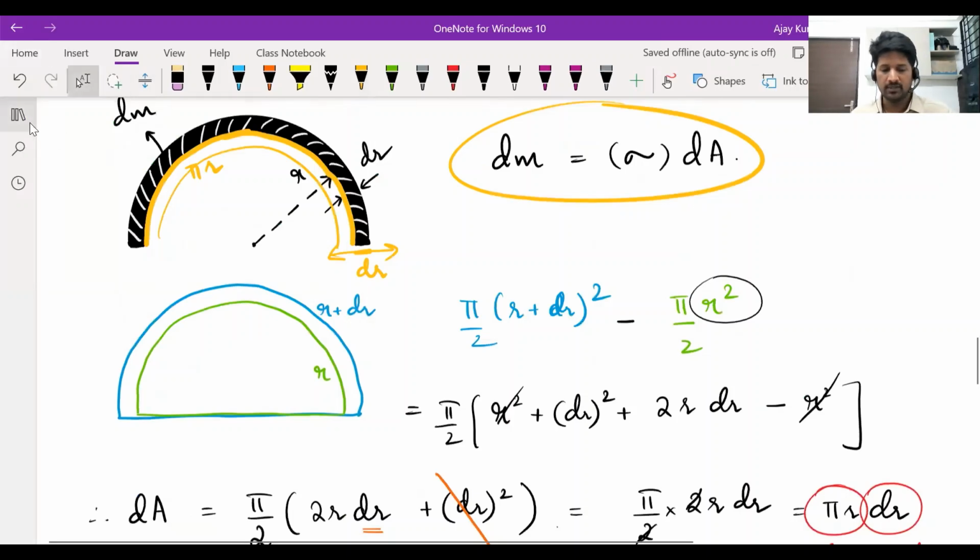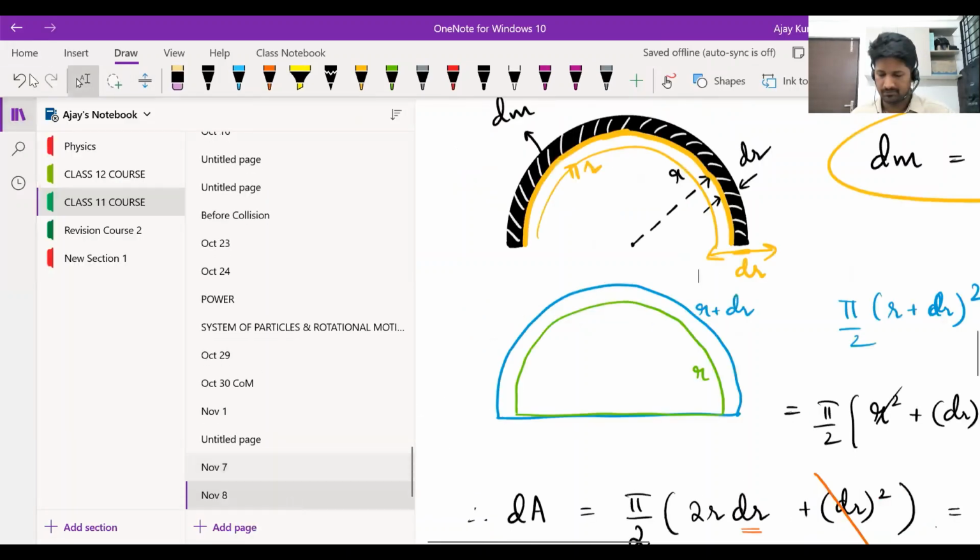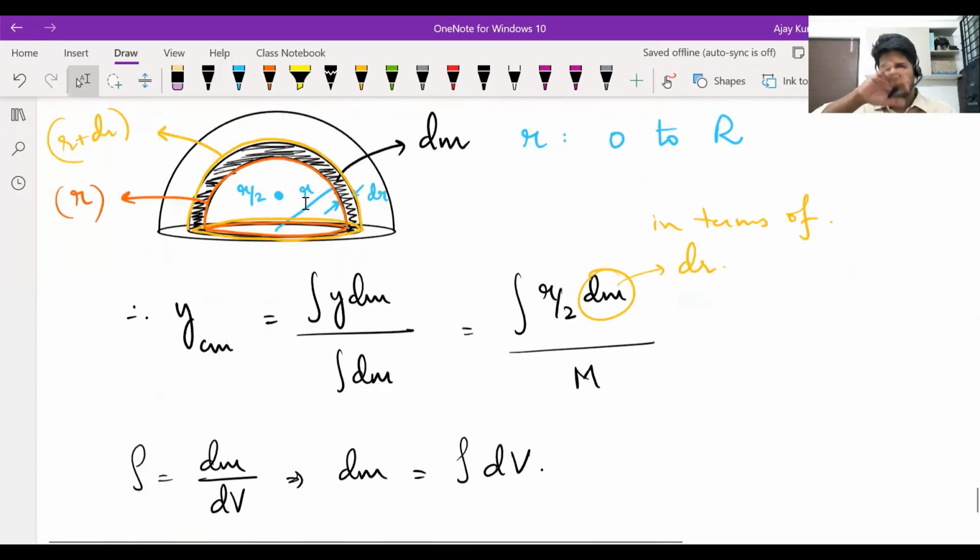We can use the same idea here also. What we are looking for is that volume. You have to do outer hemisphere's volume minus inner hemisphere's volume. But since the thickness is very small, what is the thickness? dr. That's the thickness of that shell. Since it is very small, you can take volume as area multiplied with the thickness.